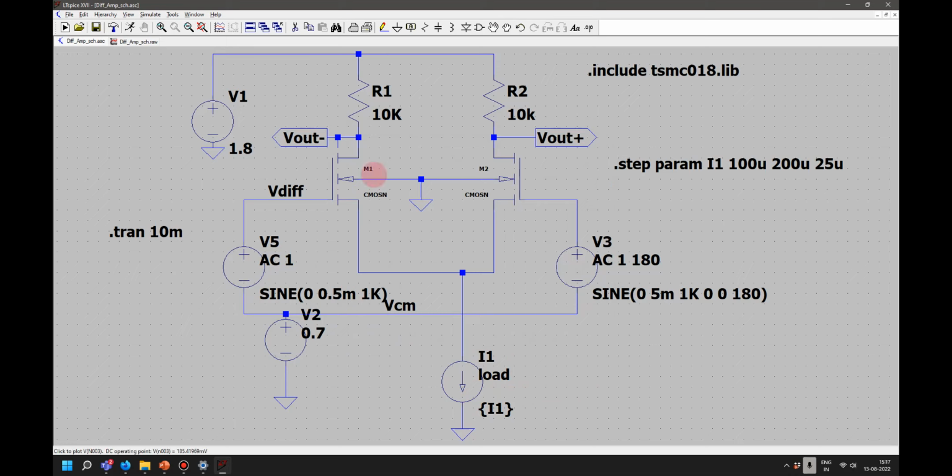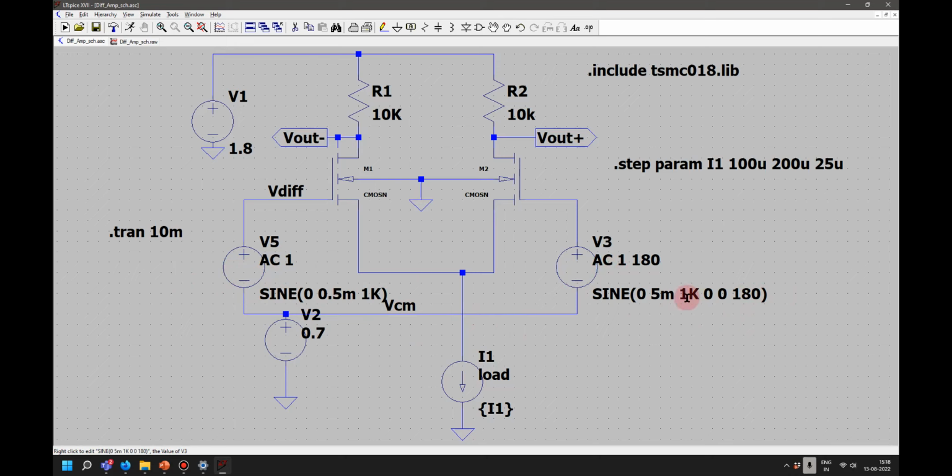Now I am trying to find out the gain out here of this differential amplifier. I have given a common mode signal of 0.7 for both here, and I have given a small differential signal. Half the signal I have given here, half the signal I have given here. They are 180 degrees out of phase.